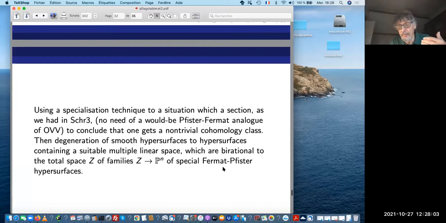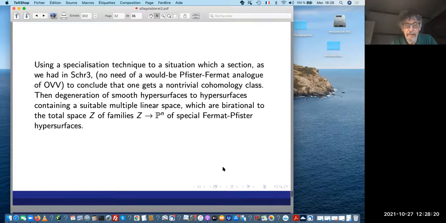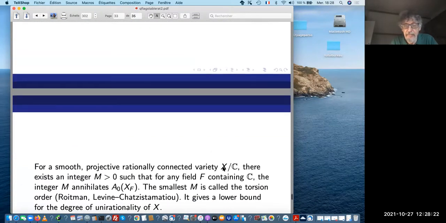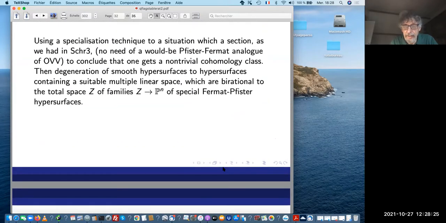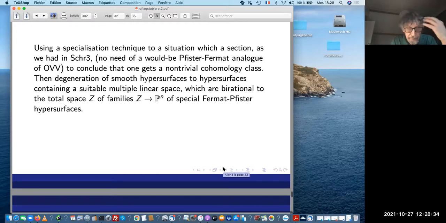And so doing that, he gets more and more examples of hypersurfaces of degree D, where D is rather small with respect to dimension, which are not stably rational, and that in arbitrary characteristic. But there's also leeway on the D and the N from this. And that enables him to get information on the possible degree of irrationality of these hypersurfaces. So remember, it's an open question whether a smooth hypersurface of degree D in P^n, where D is at most n, is unirational.